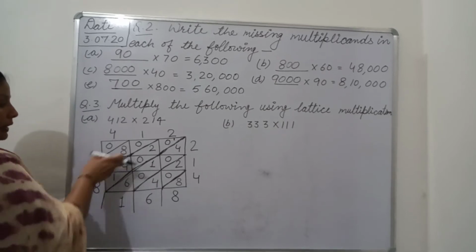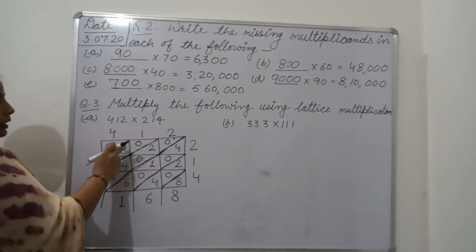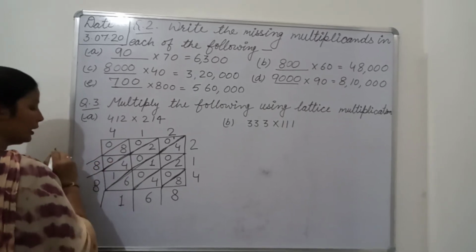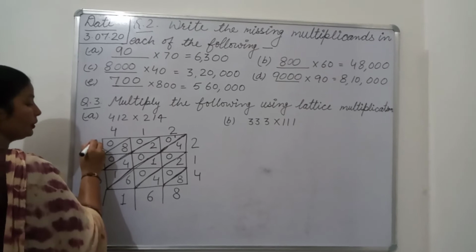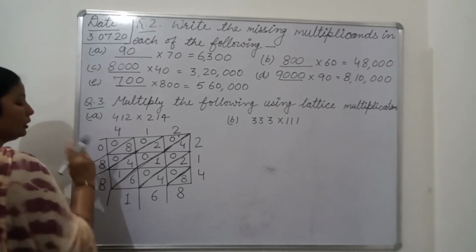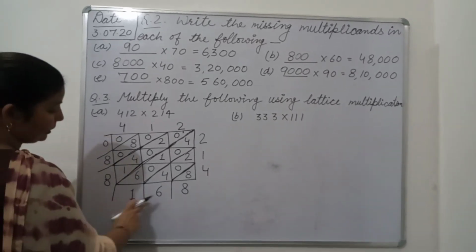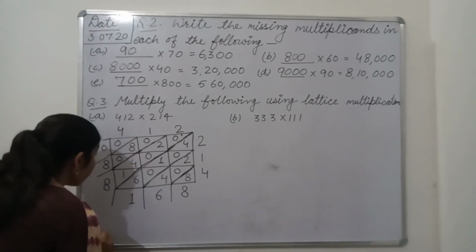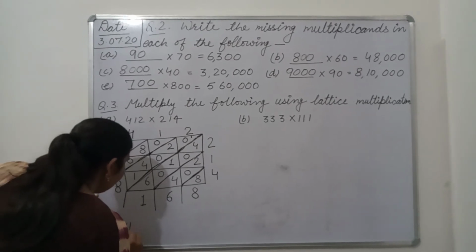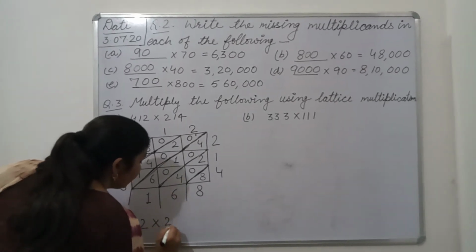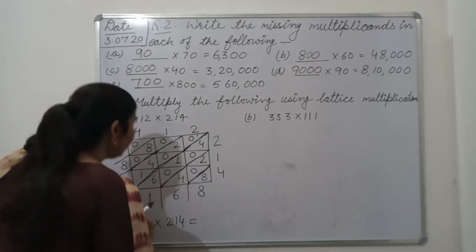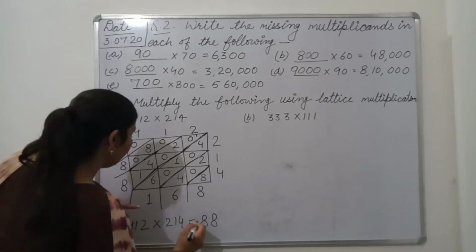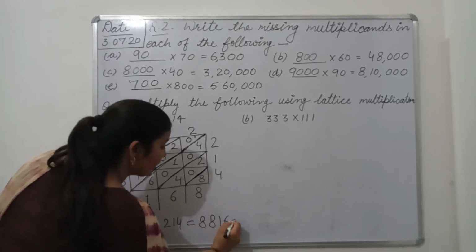Okay. Now next, between two diagonals there is 8, 0, 0. So 8 plus 0, 8. And there is 0. Finish. So now what do we get? 8, 8, 1, 6, 8. So we write here, 412 multiplied by 214. Then we write our product. Our product is 8, 8, 1, 6, 8.